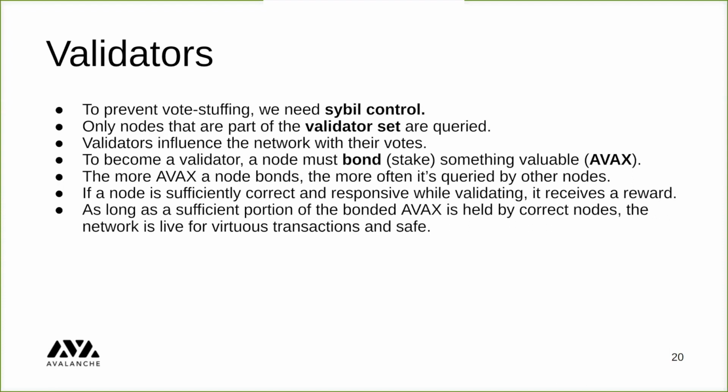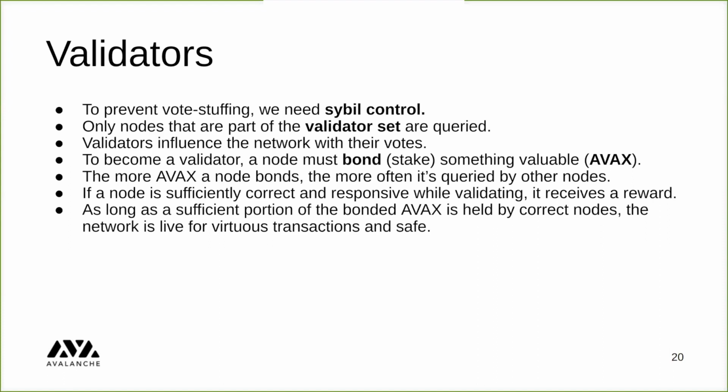So the validators, the nodes that are being queried as part of consensus, have influence over the network, and they have to pay for that influence. So basically, we're tying real world value to influence over the network to prevent vote stuffing, to make sure that no one could just start up a billion nodes and break our system. In order to make your node a validator, you have to bond or stake something valuable. And in the case of Avalanche, that's our native token AVAX. The more AVAX that a node bonds, the more often it's queried by other nodes, right?